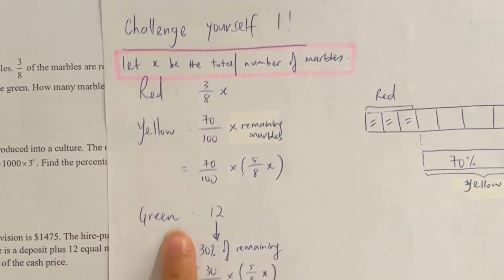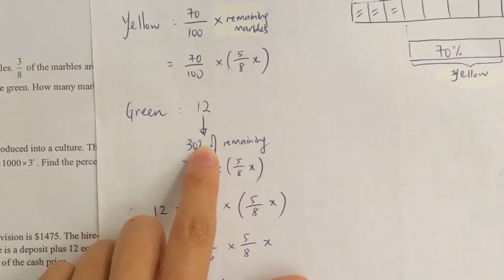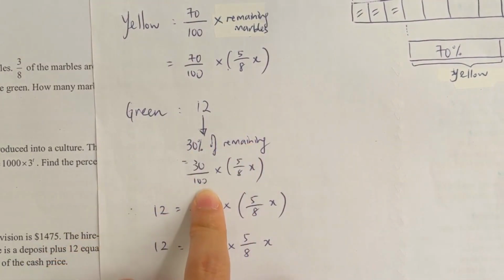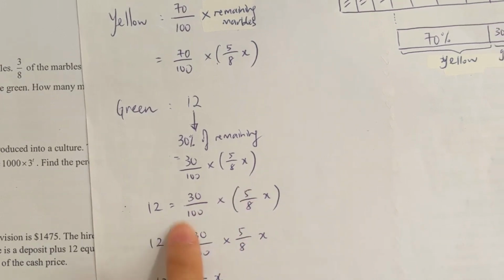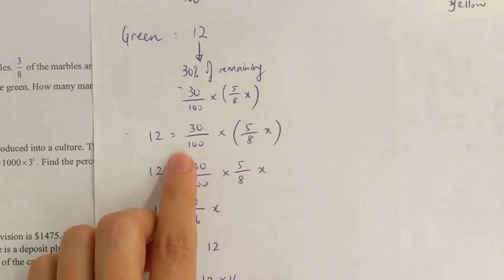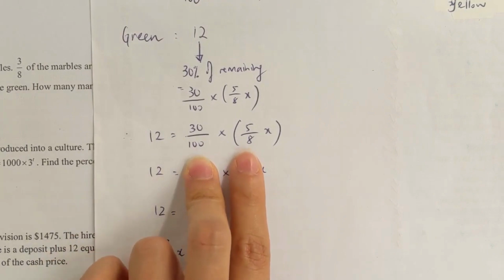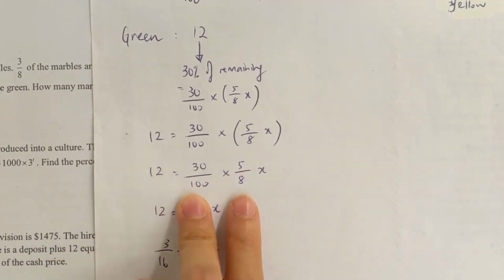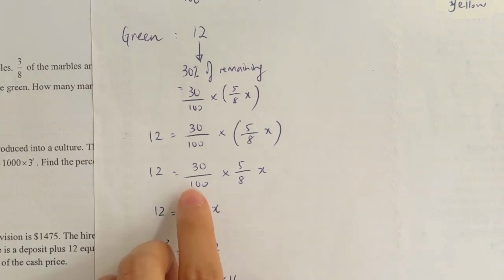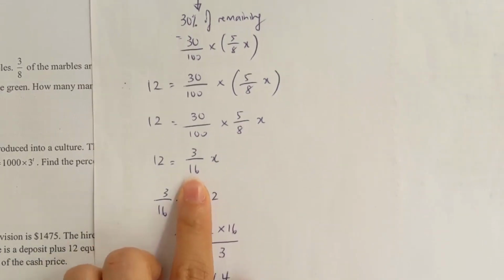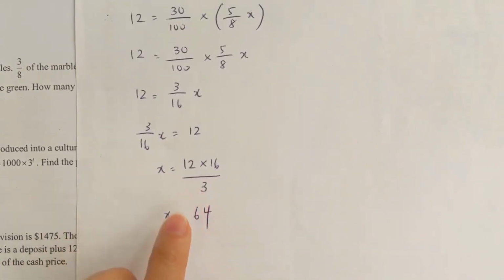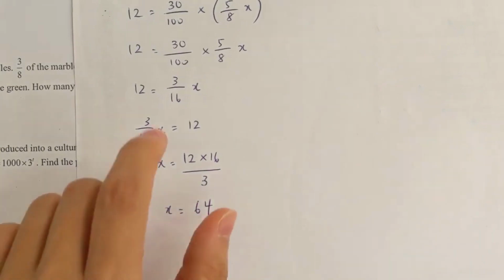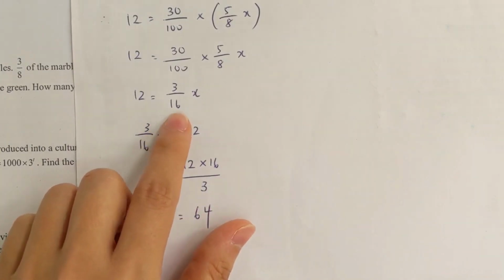And since I know that the green marbles are 12, which is 30% of the remaining, I can conclude that 12 equals 30% of 5/8X, which is therefore this. Once I have gotten this, I will simplify by removing the bracket and multiplying this in the calculator to get 3/16x. From here, I can divide the 3/16 to the other side, and that's how I get my answer as 64.